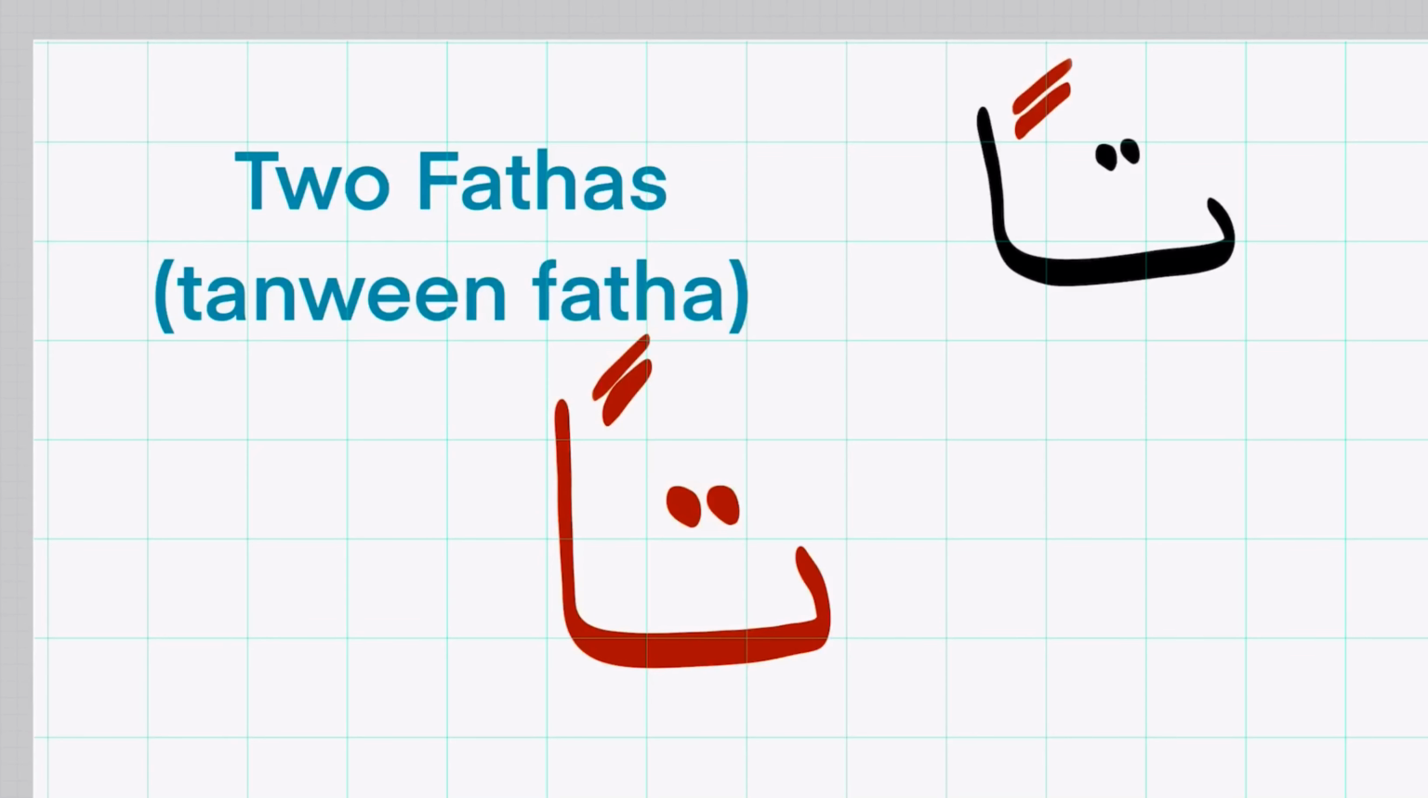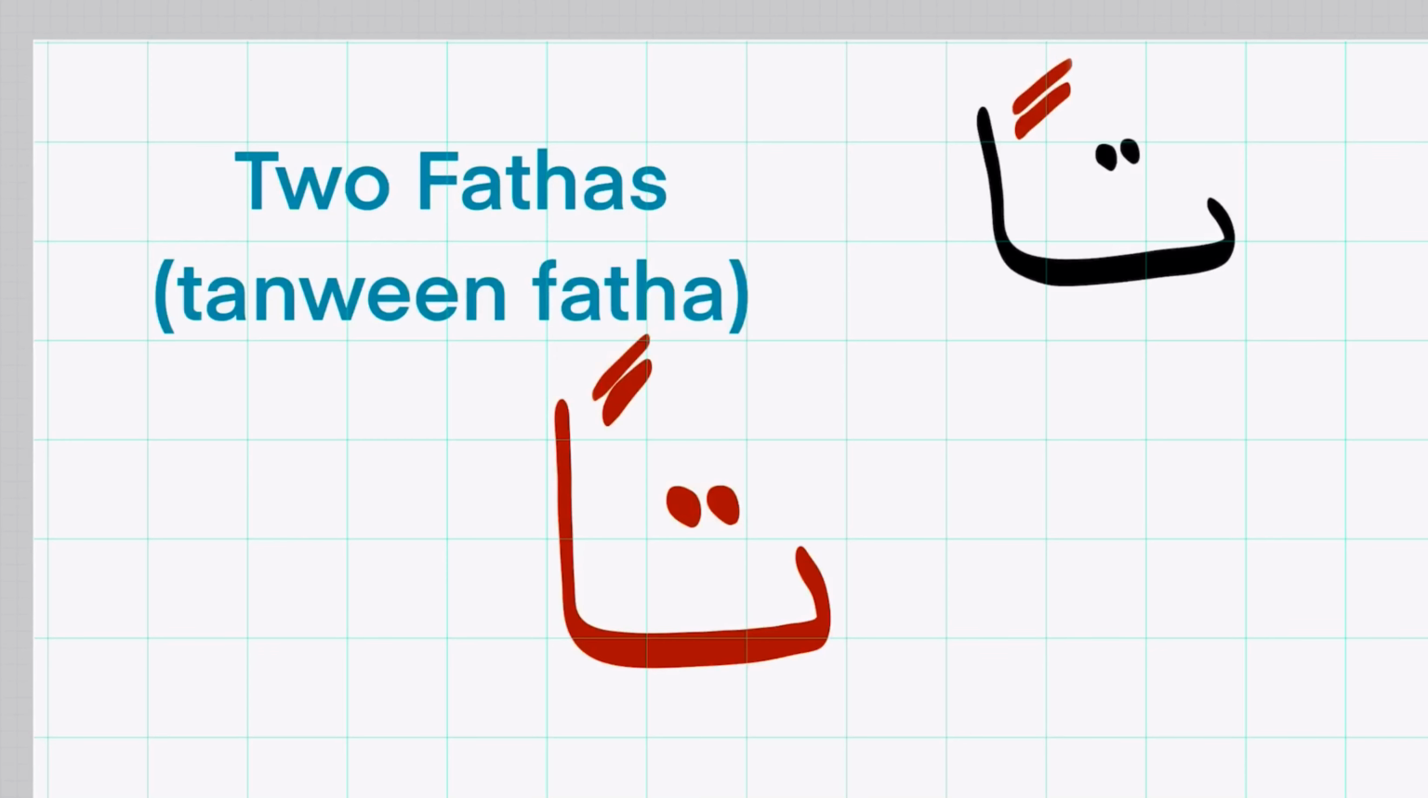Ta, tan. And remember from the previous lesson, the tanween could only appear at the end of a word. It cannot appear in the middle of the word or the beginning of a word. So always remember, tanween is only to take place at the end of a word.